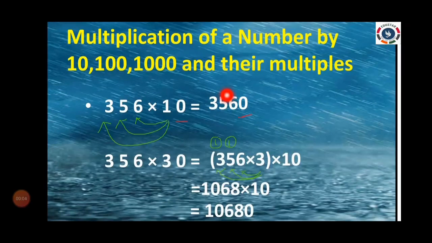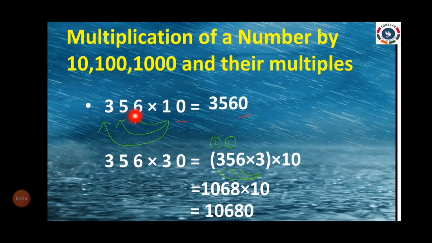Multiplication of a number by 10, 100, 1000 and their multiples. So now we are going to use a shortcut method to multiply the values. First, keep 0 as it is. In the first number there is no other 0, the second number has only one 0, you keep it as it is. Just you are going to multiply the remaining numbers.